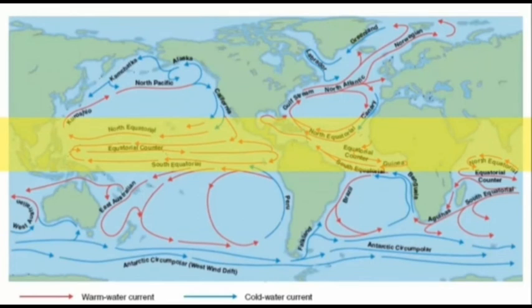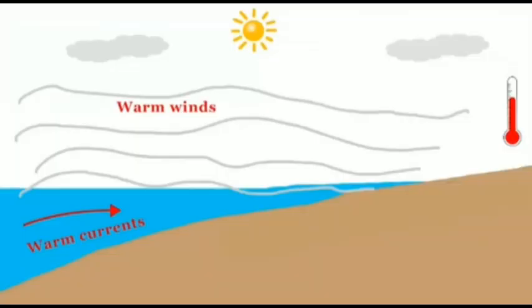So, the theory is these warm and cool currents influence the nearby landmass. This changes the climatic conditions.